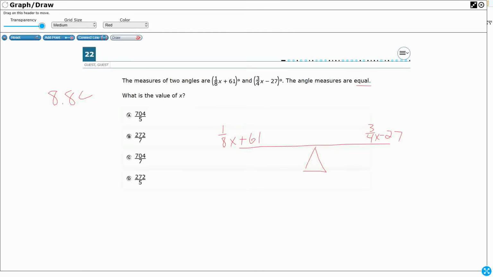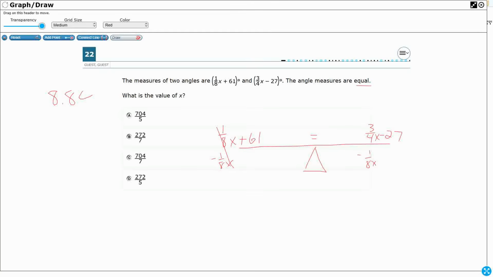And so when we look at this balance, what that means is we can do something to one side of this equation as long as we do the same thing to the other side of the equation to keep it balanced, right? So I want to get my x's together and I want to get my constants together. And so I want to keep a positive x. So 3/4 is bigger than 1/8. So I'm going to subtract 1/8 x from both sides.